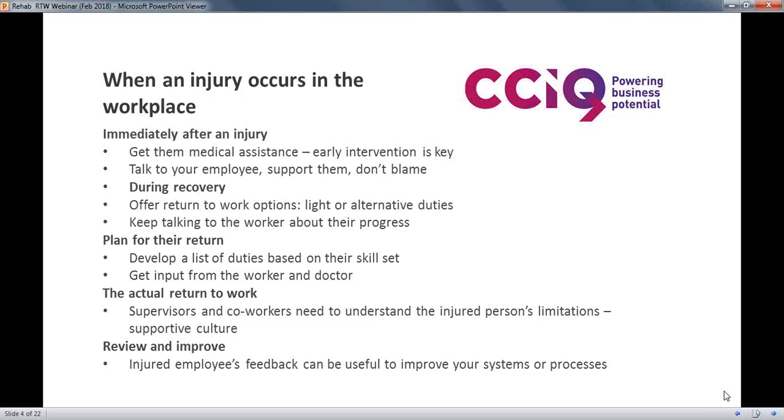And the last point there, review and improve. So the injured employee's feedback can be very useful to improve your systems or processes. And obviously stemming from that as well, a review of feedback from other staff who may have been around at the time of an incident or at the time an injury was notifiable.